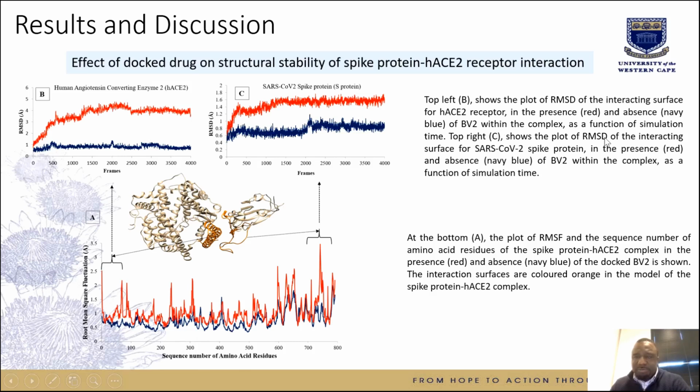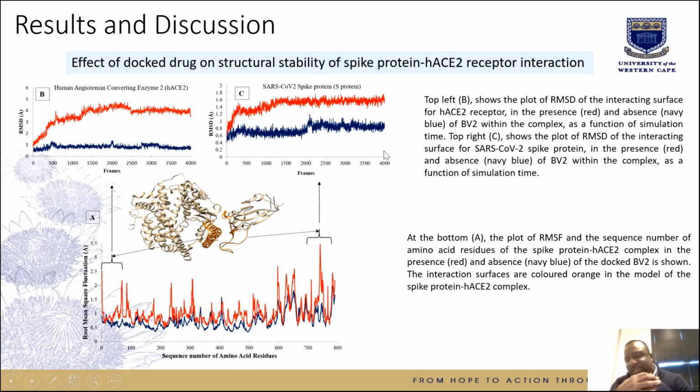And C shows the plot of RMSD of the interacting surface for the spike protein in the presence and the absence of the drug. So if you look at the HACE2, you see a lot of movement. That's what we observe, a lot of movement in terms of flexibility. However, in the absence of the drug, which is the navy blue, this seems to be a bit more stable. So we see this is a significant difference. And we also saw the same thing in the spike protein.